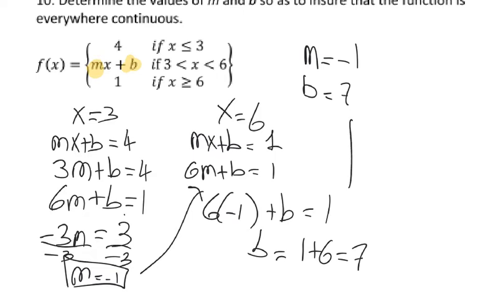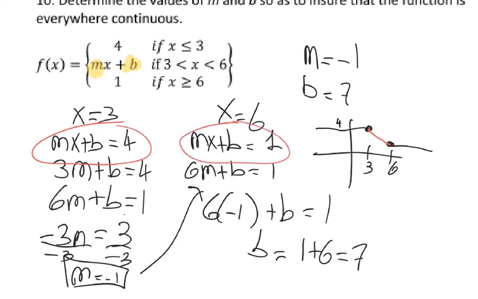If I graph this, at 3, my equation is equal to 4 before that. At 6, my equation is equal to 1 after 6, and you will find that your line goes from that point to that point. If you plug 3 into mx plus b, it's going to give you a 4, and that's what we tried to do right here. And if you plug 6 into mx plus b, it gives you a 1. Notice we are just connecting those two points.